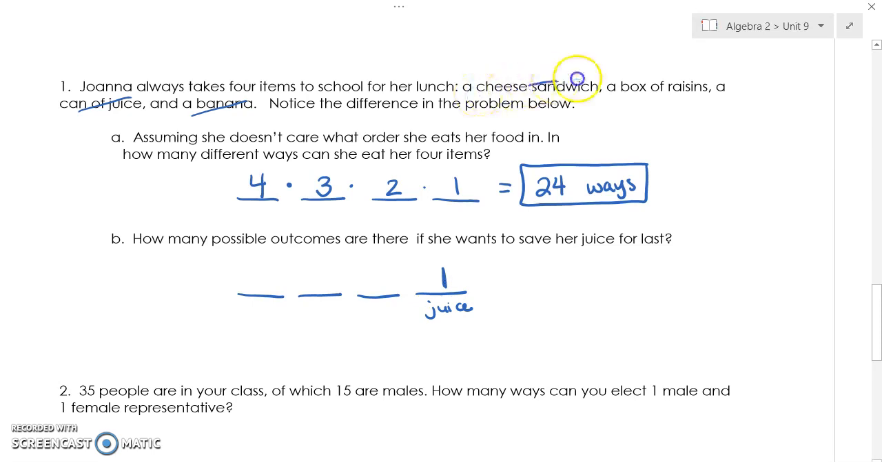Okay? So if I want the juice to be the last one, the question is, how many options do I have for the first space? Well, I only have a cheese sandwich, a box of raisins, and a banana. So that leaves me with only 3 options there. And then I have 2 and 1 as I eat them. And the 1 for the last one is the juice. There are no options there. So that limits me to 6 different ways. So the pickier I am, the fewer options that I have. All right? I hope that was helpful.